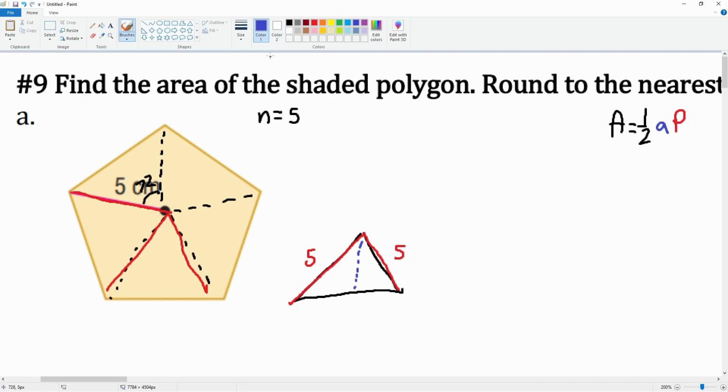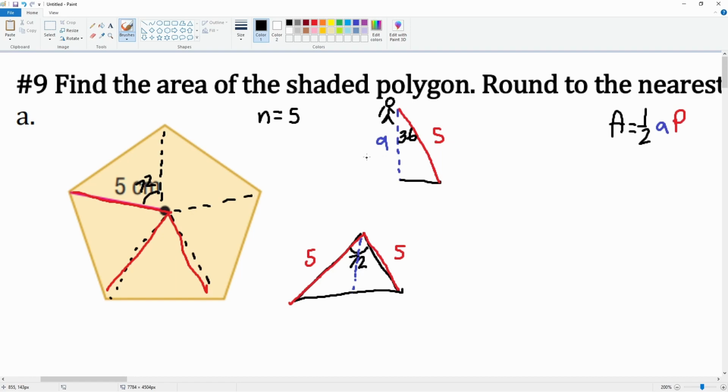I know currently that this is 72 degrees. If I cut it down the middle, I get a right triangle that looks like this. Here is the apothem, A. Then I have this piece that I don't know about, but I know this piece here is 5. This angle here is half of that 72, which is 36. This allows me to set up my trig ratio.